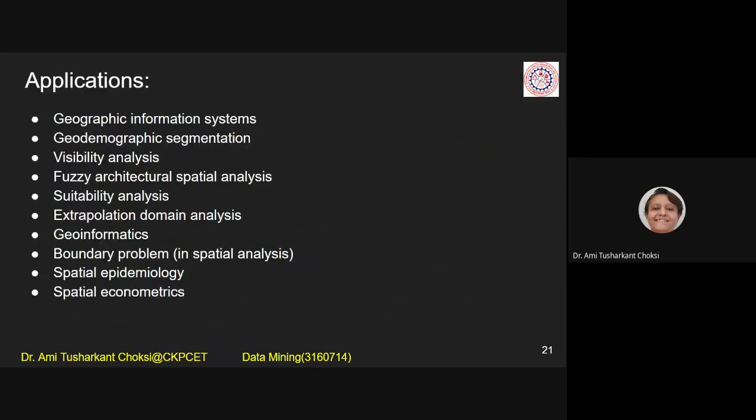Applications: geographic information systems, geodemographic segmentations, visibility analysis, fuzzy architectural spatial analysis, suitability analysis, extrapolation domain analysis, geoinformatics, boundary problem, spatial epidemiology, spatial econometrics, right? So these are the applications of spatial mining.